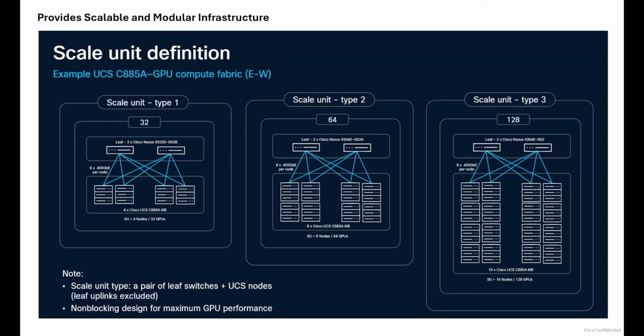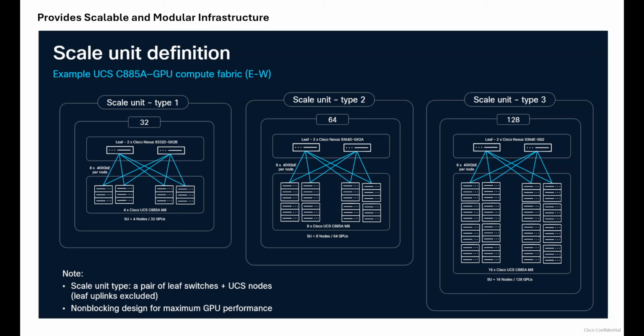So this slide shows an example of our scale unit types. And if you look at type 1 on the left, this shows 2 leaf switches and 4 C885A servers, each with 8 GPUs for a total of 32 GPUs, right? And we could use the C845 with a lesser amount of GPUs and the flexibility, or we could use the C880, but we're just taking an example here, right? So that's type 1, right? Basically maxes out at 32 GPUs.